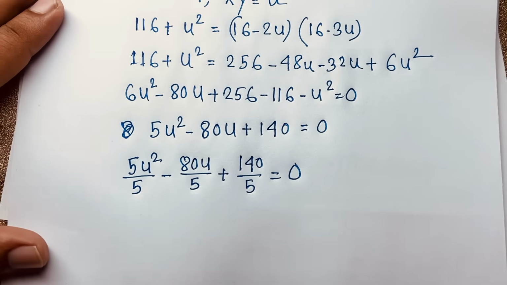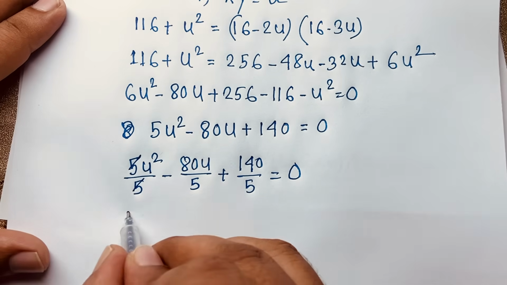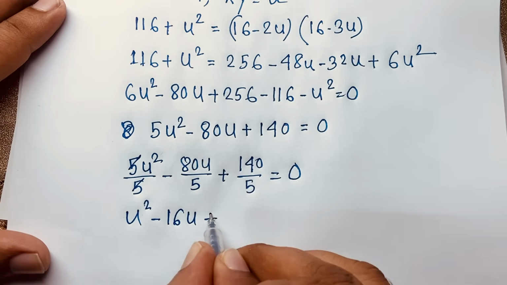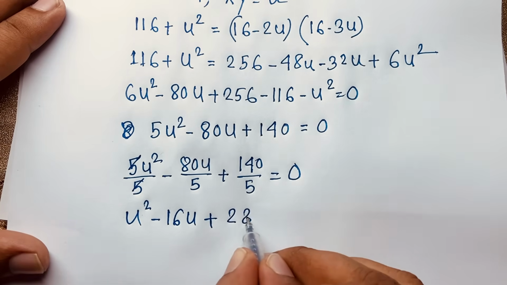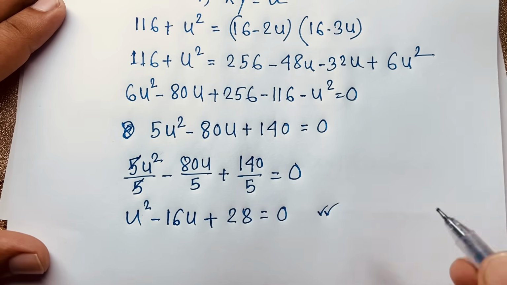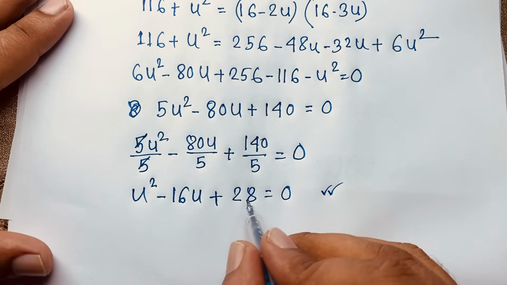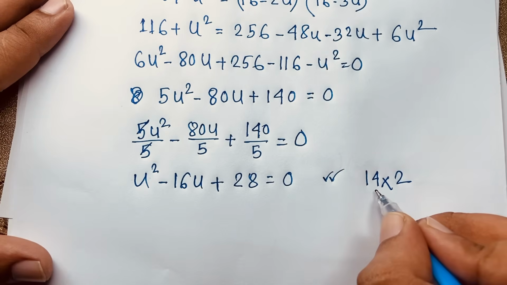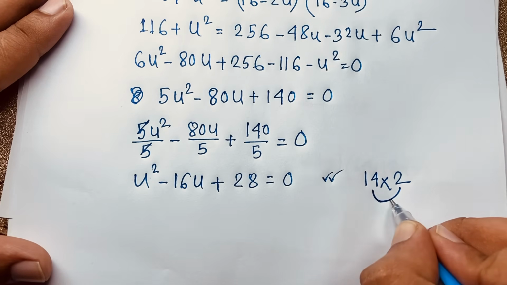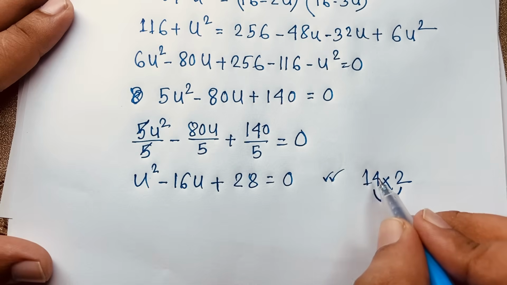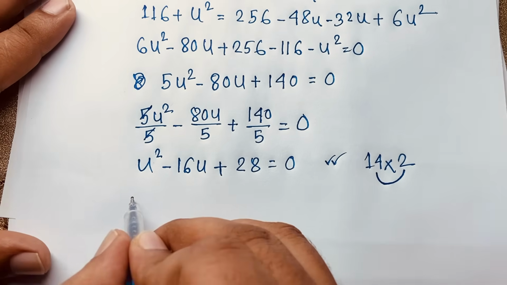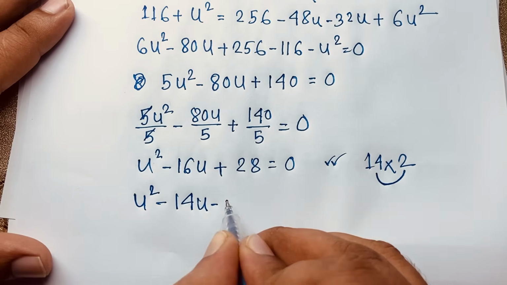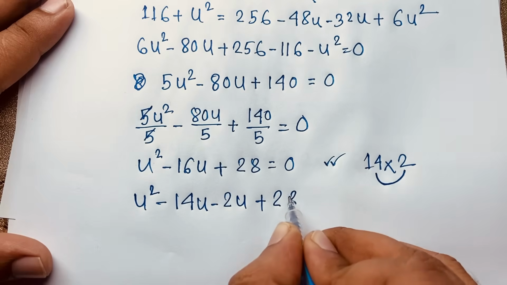Now you can easily see 5u squared, 5 cancels out. We find u squared minus 80 divided by 5, which is 16u, and 140 divided by 5, which is 28. Now we find a nice quadratic equation. So 28, we find the product will be 28, it will be 14 times 2. 14 times 2 will be 28, and 14 plus 2 will be 16. So I can easily see our factors are 14 and 2. Now u squared minus 16u becomes u squared minus 14u minus 2u plus 28 is equal to 0.